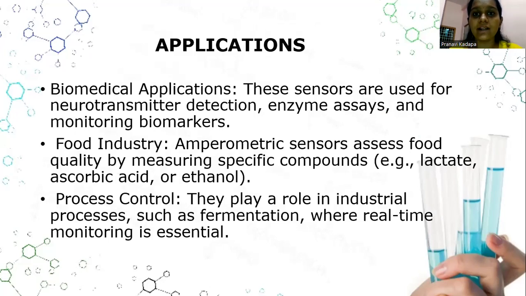Applications. Biomedical applications: these sensors are used for neurotransmitter detection, enzyme assays, and monitoring biomarkers. Food industry: amperometric sensors assess food quality by measuring specific components, for example lactate, ascorbic acid, or ethanol. Process control: they play a role in industrial processes such as fermentation, where real-time monitoring is essential.